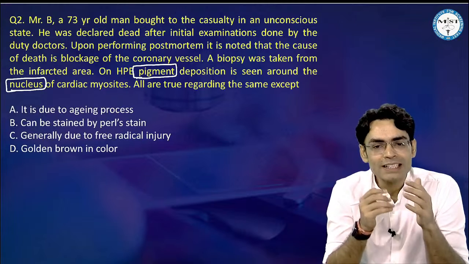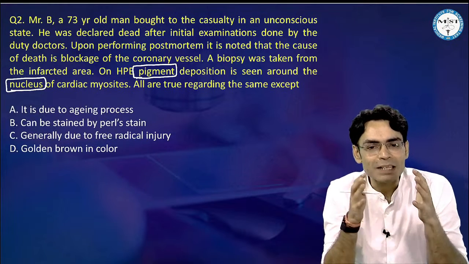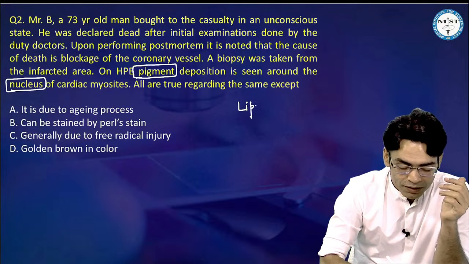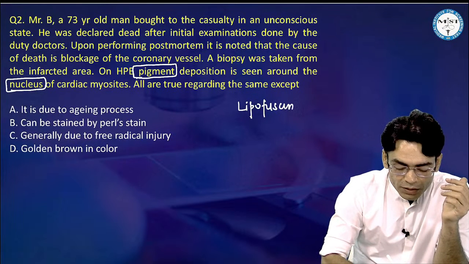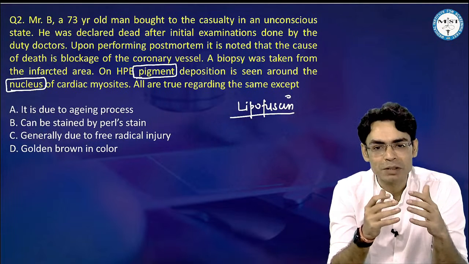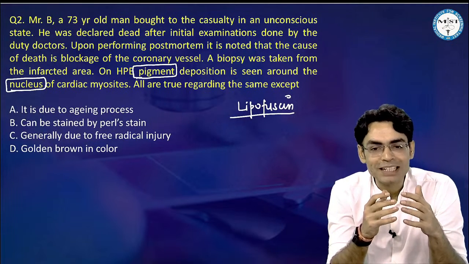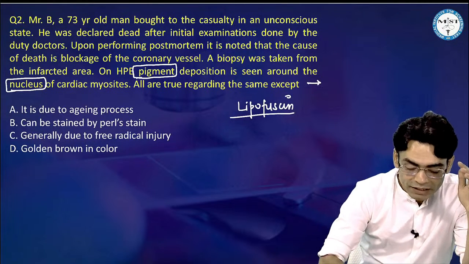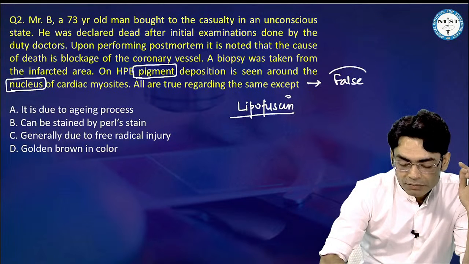Yes, we know what kind of pigment is getting deposited around the nucleus of the cardiac myocytes. That's going to be your lipofuscin. This lipofuscin has other names: your aging pigment, your wear and tear pigment, lipochrome. So we have to find out the false statement.